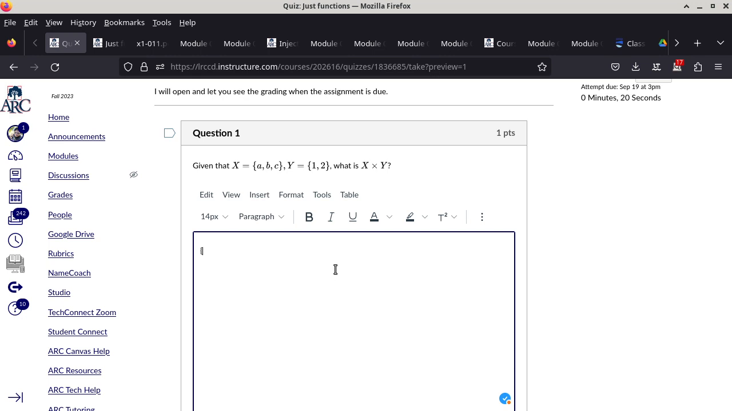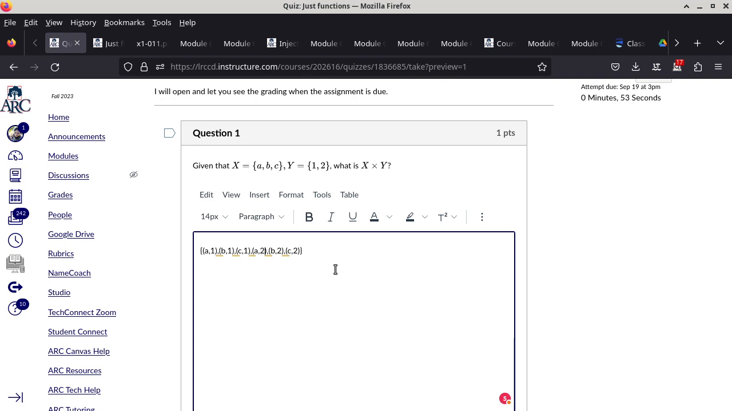So the answer has to start with a curly brace because the answer is a set. So missing the curly braces would cost some points. So then we have A1, B1, C1, and then me being lazy as I am, is just going to copy and paste and then change all the ones to twos. You can use an editor outside, do all the editing and then just paste the answer in, and that works too.